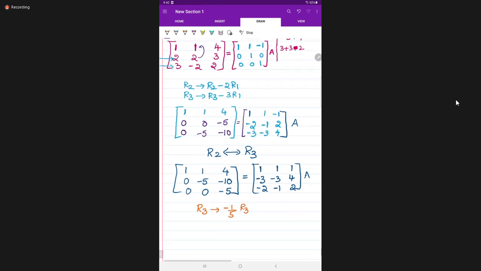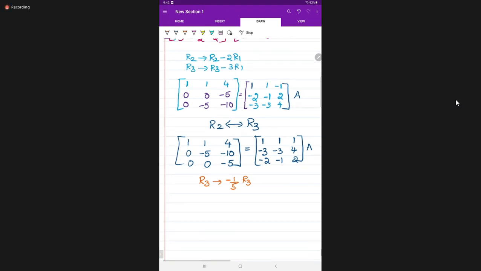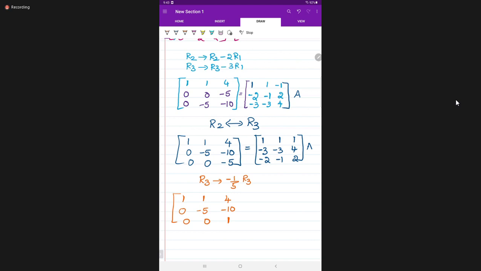Now tell me the answer. 1, 1, 4, 0, minus 5, minus 10, 0, 0, plus 1. Now it is equal to 1, 1, 1, minus 3, 4, 2 by 5, minus 2 by 5 into A.